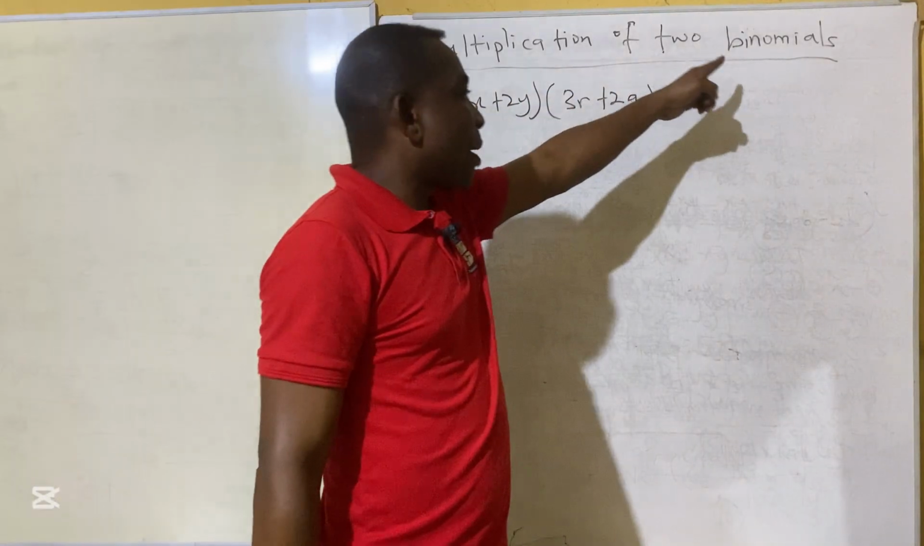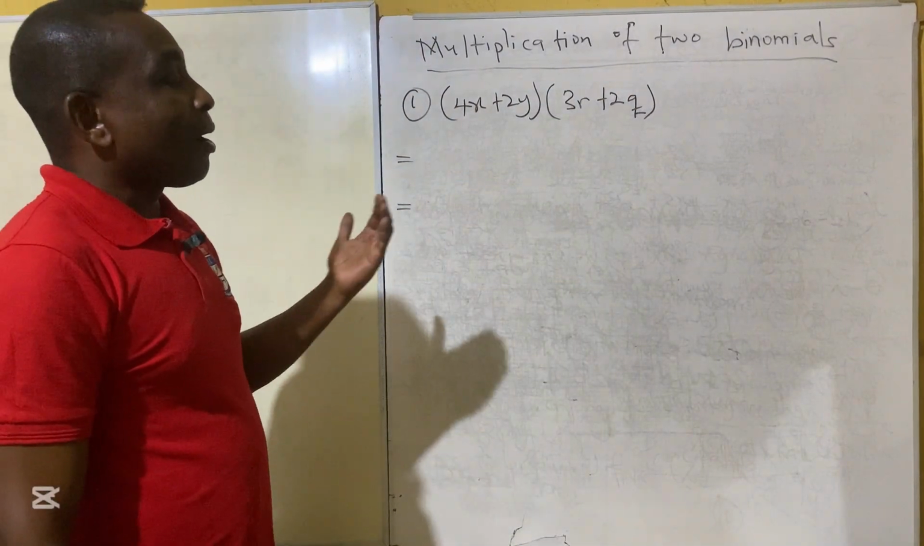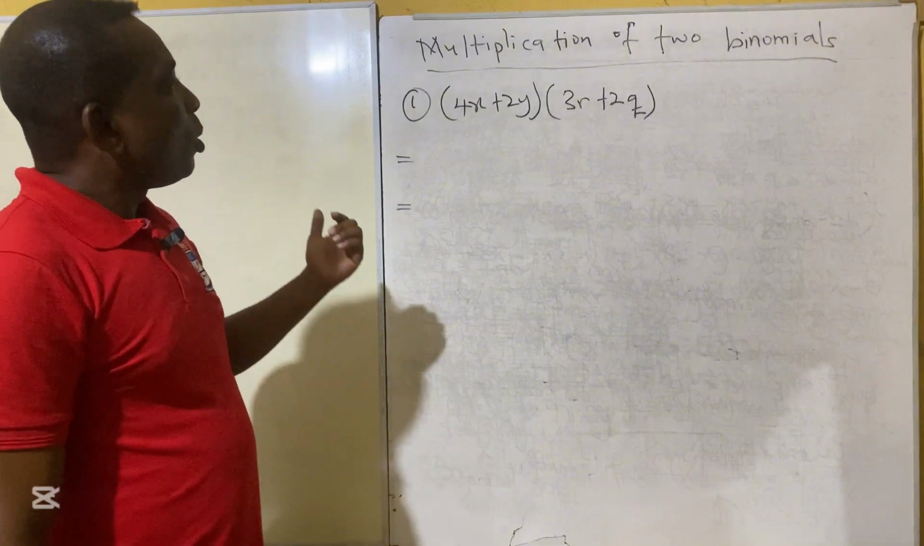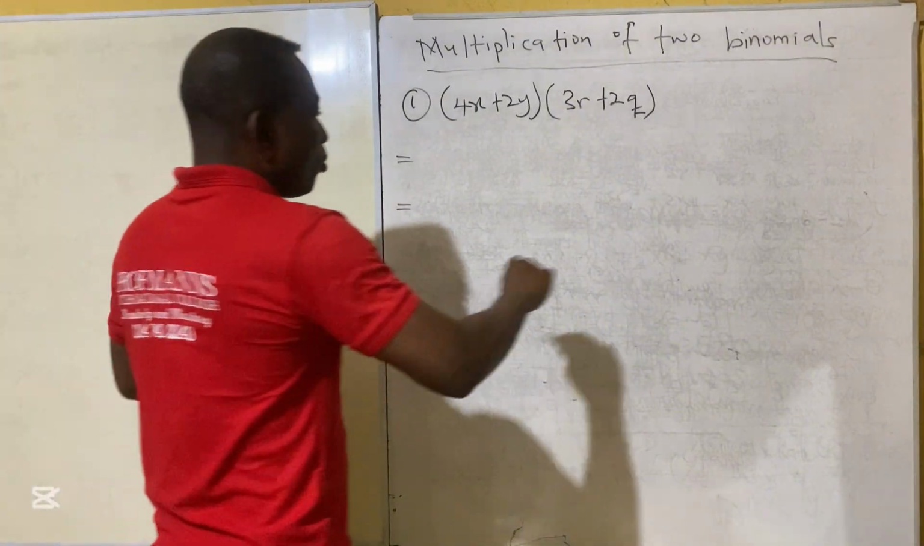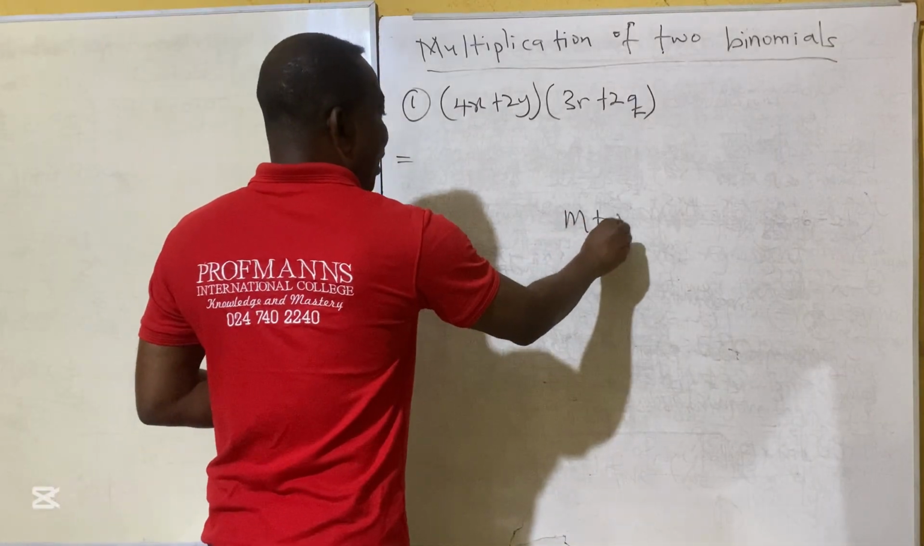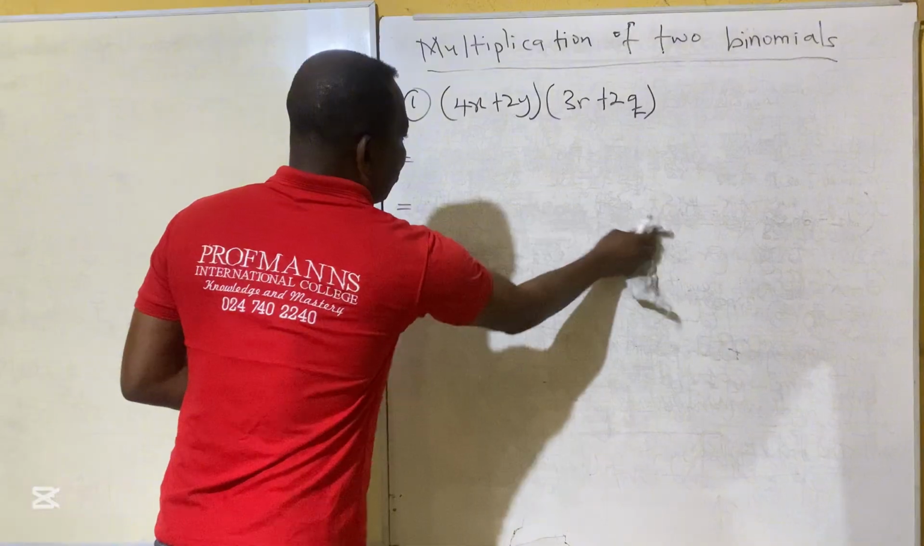Multiplication of two binomials. Binomials are two terms. So an algebraic expression with two terms is a binomial. An example is m plus n. So we are multiplying these two binomials.